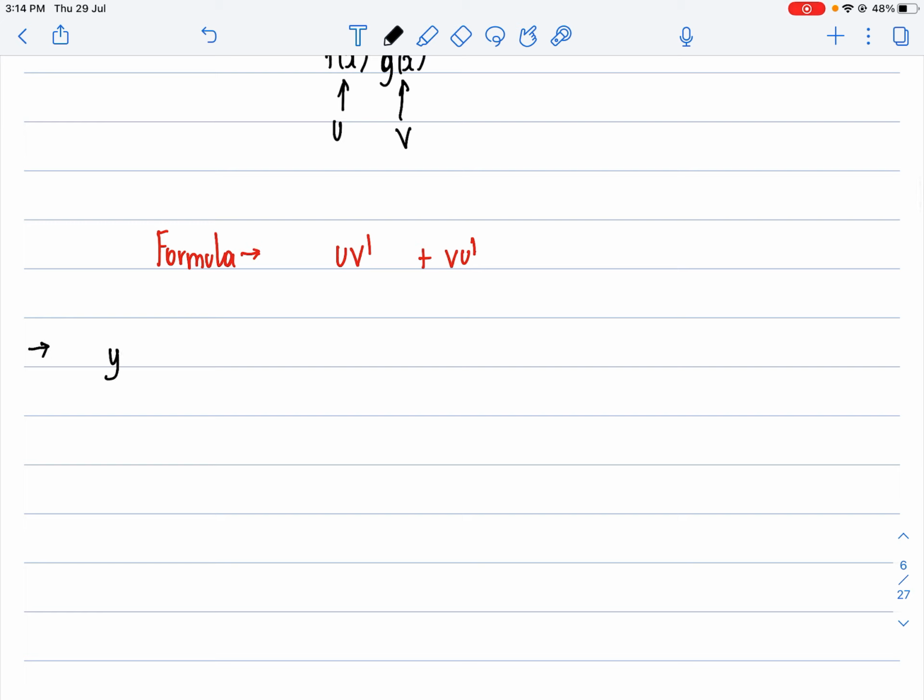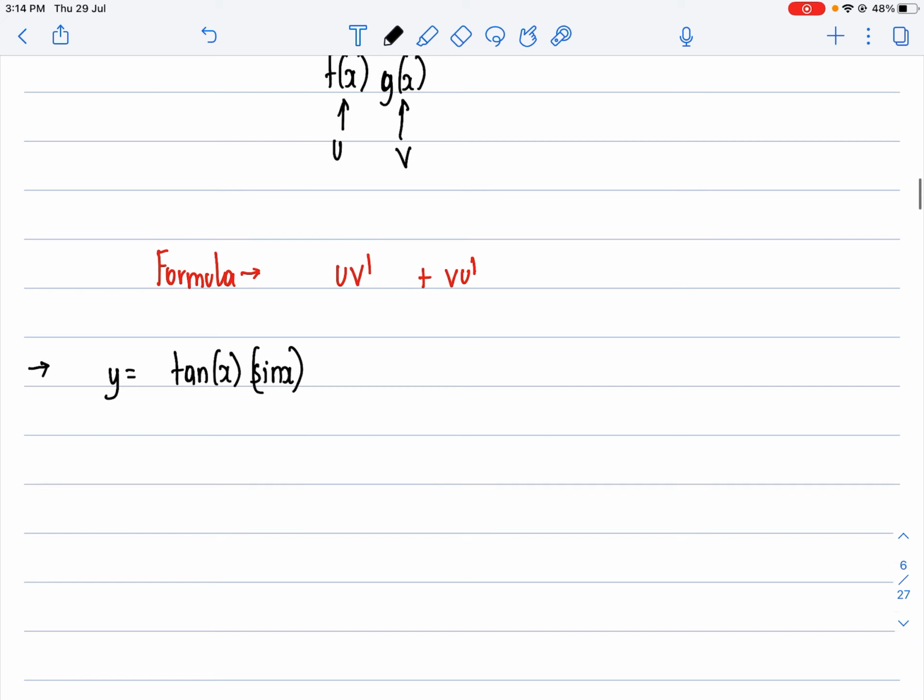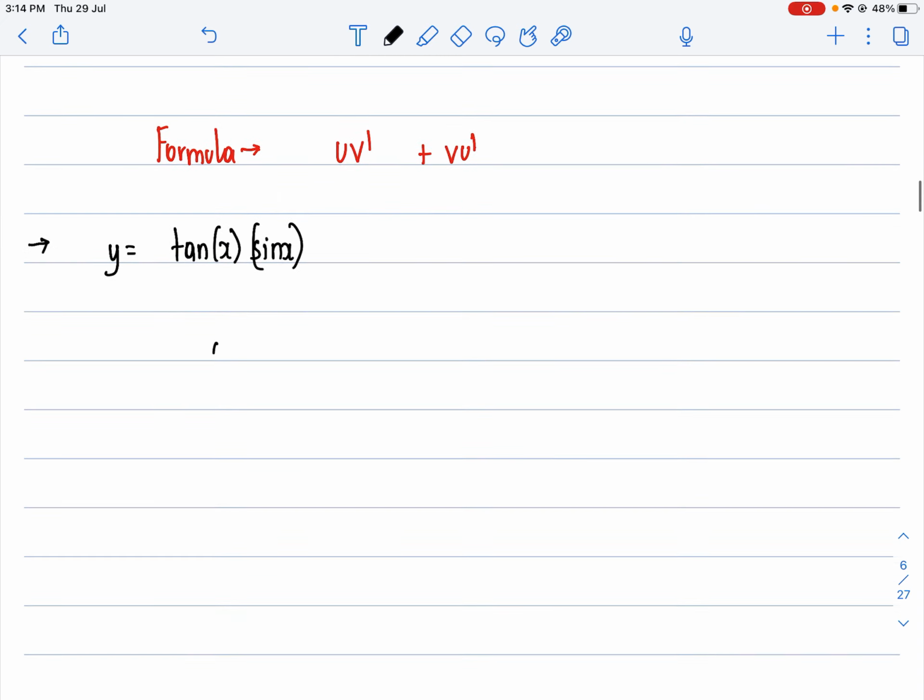So let's say I have y equal to tan x multiplied by sin x. Correct? I have something like this, and we are asked to calculate the dy by dx. So I know here a function is multiplied by another function. So I take my first function as u, which is tan x, and my v, which is the second function, as sin x.